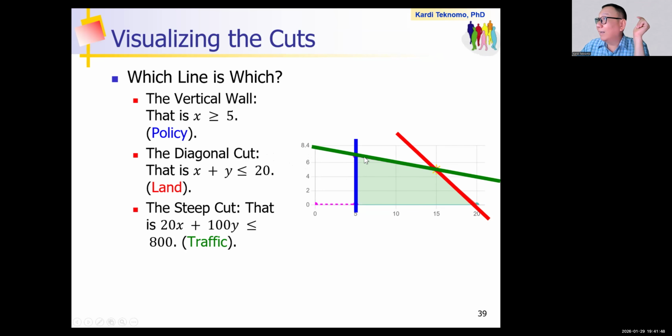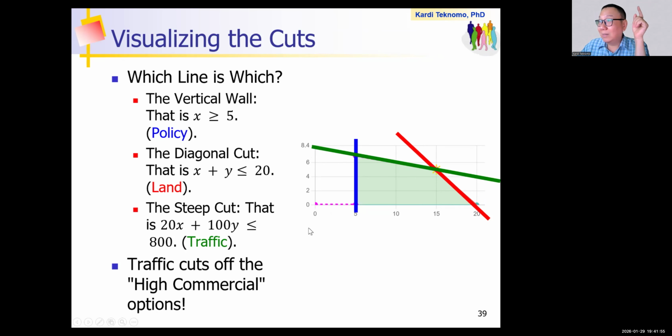Now, the traffic, the green here, cuts with the red one, right? So the traffic cuts with the red one. So this represents high commercial option. Here, the value of the optimum happens when this line, the green traffic line, meets the land constraint. They do not happen here in the green and blue, right? But in this example the optimum value happens at this intersection.